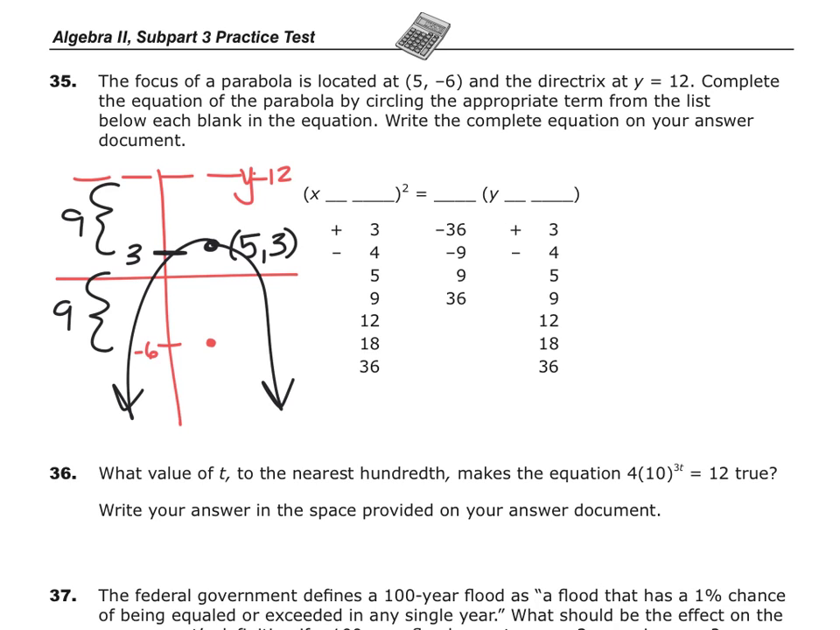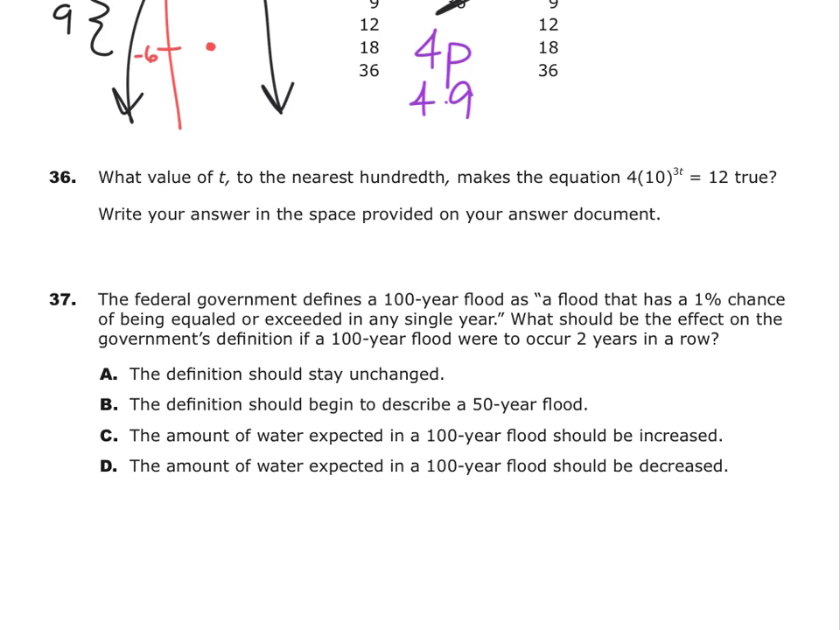Inside parentheses, we need opposite, so the x value is +5, so inside my parentheses, I need this to say -5. And then in the other parenthesis, the y value is 3, but I need an opposite, so it's going to say -3. Because the parabola opens down, I know in my other list I can only choose from negative things, and this is 4p. So because p is 9, that's 4 times 9, so I'm going to choose -36 so that it will open down.